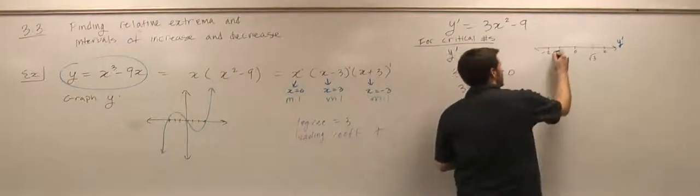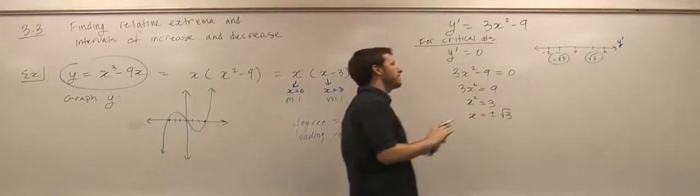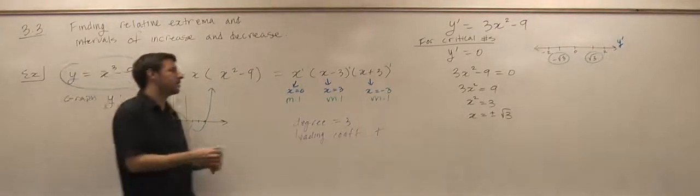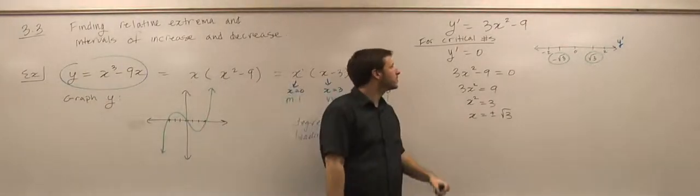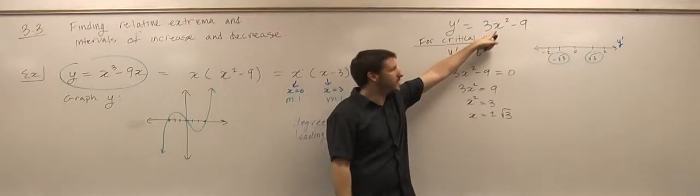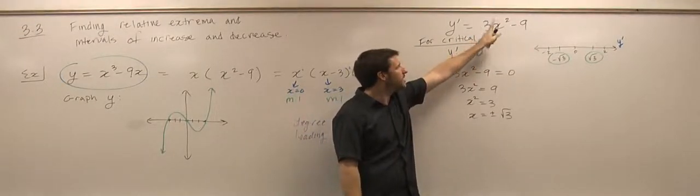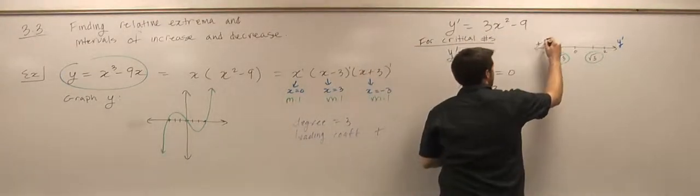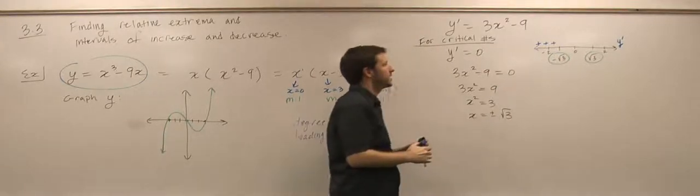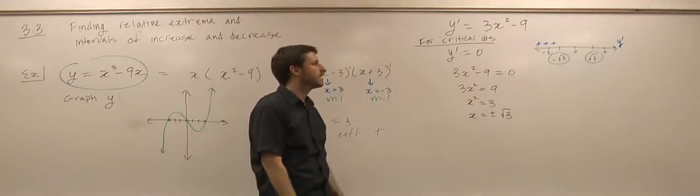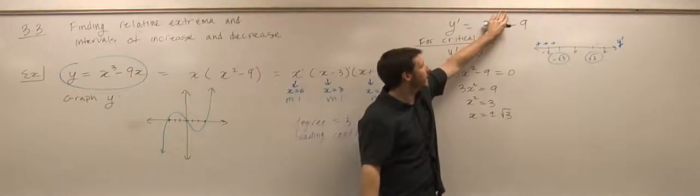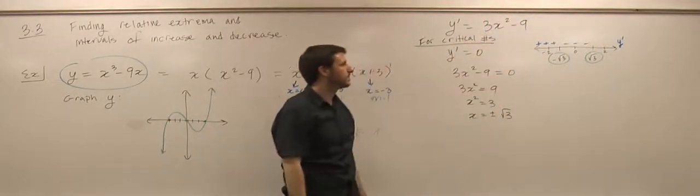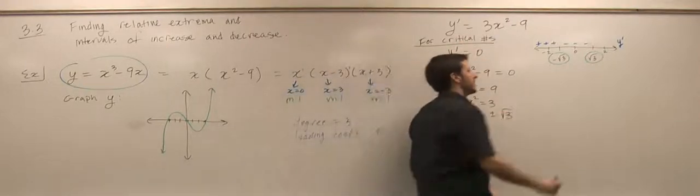So these are my critical numbers. And I want to know what happens in between. But y prime, okay? I want to focus on y prime. If I plug in negative 2 here, I get 3 times 4 minus 9, which is a positive number. So I'm going to notate that by putting a bunch of plus signs. If I plug in 0 here, I get out negative 9, which is a negative number. If I put in 2, I get out positive.